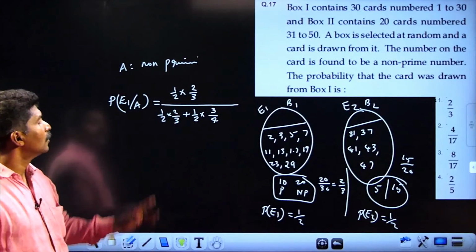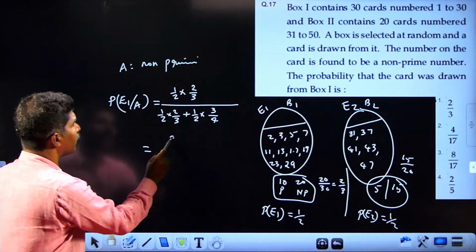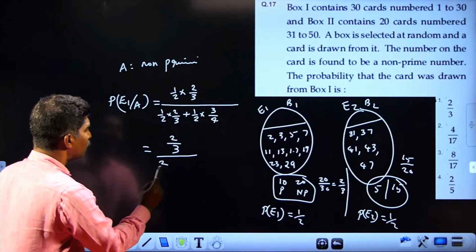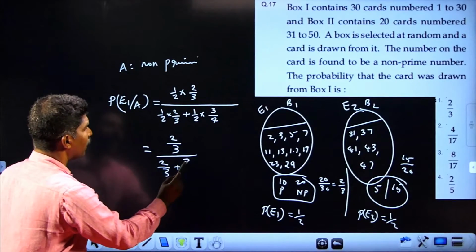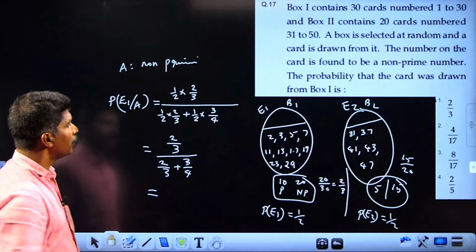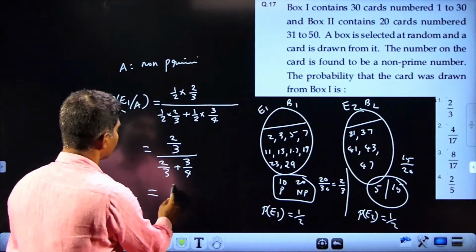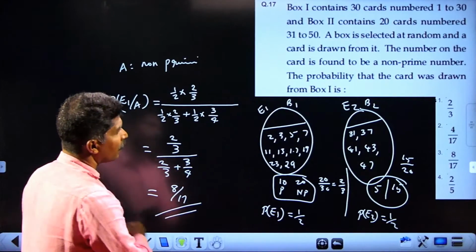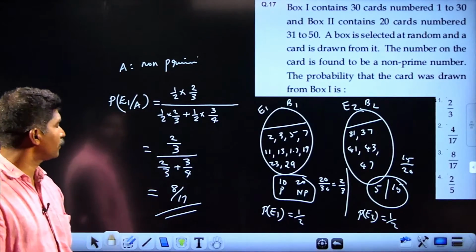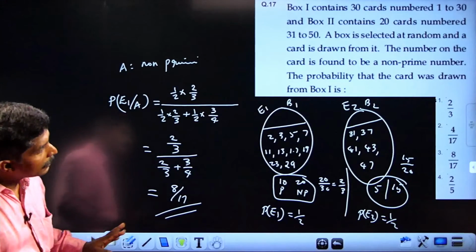Okay. So, 1 by 2 cancelled throughout, you will be getting 2 by 3 divided by 2 by 3 plus 3 by 4. On simplifying, you will be getting 8 divided by 17. 8 divided by 17 is the answer. Option 3.